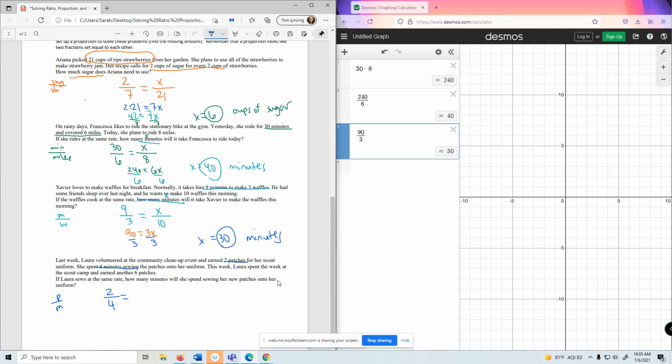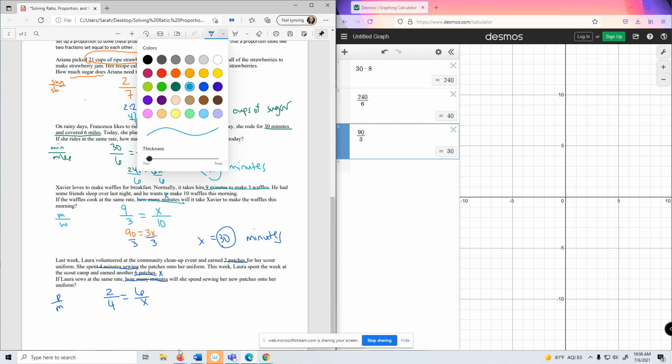Looking at the next sentence, this week Laura spent the week at Scout Camp and earned another 6 patches. 6 patches go on the top. How many minutes is what the question is asking us for? Since we don't know the number of minutes, it's x. Minutes go on the bottom of the fraction. Now let's solve our proportion.